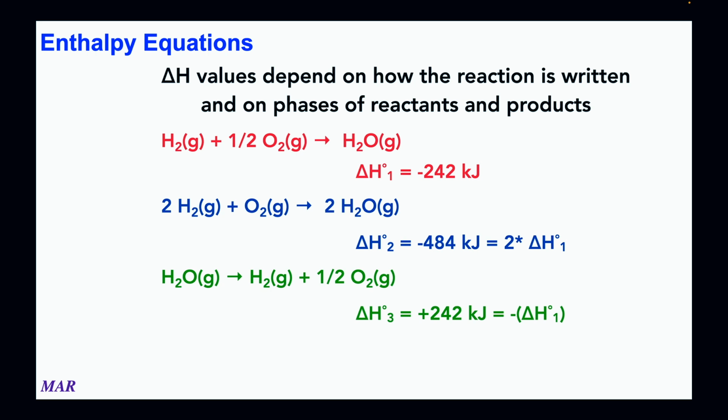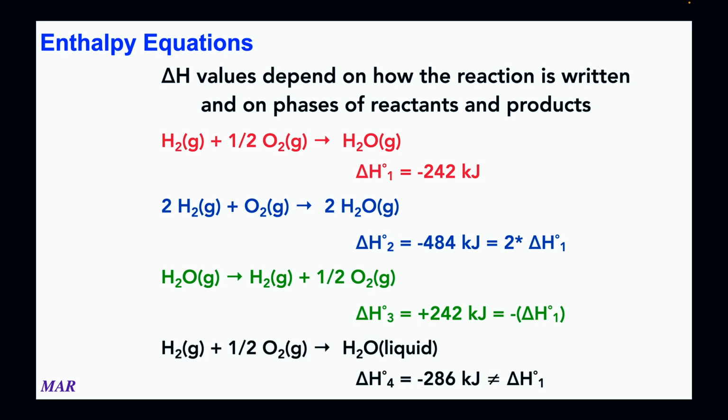So delta H3, the value of it is going to be the opposite sign of delta H1, because in delta H1 we had reactants going to products and water was being formed. In delta H3, the water gas is breaking down to H2 and 1/2 O2. So if you flip a reaction, you just change the sign. What was endothermic becomes exothermic, what was exothermic becomes endothermic, etc.